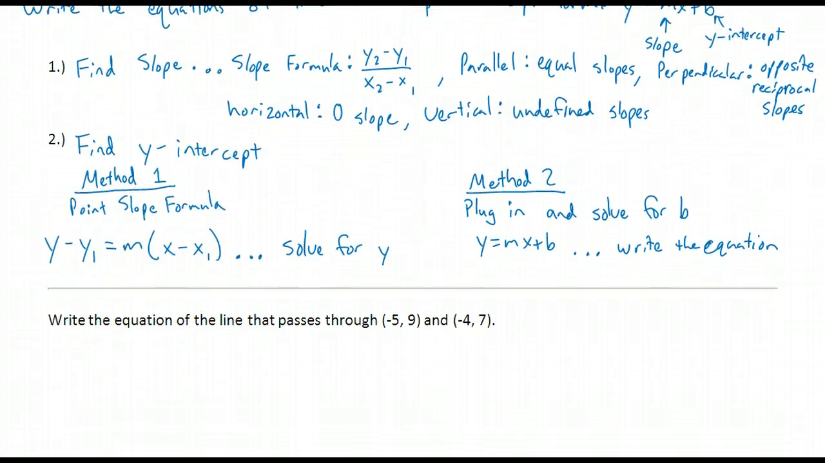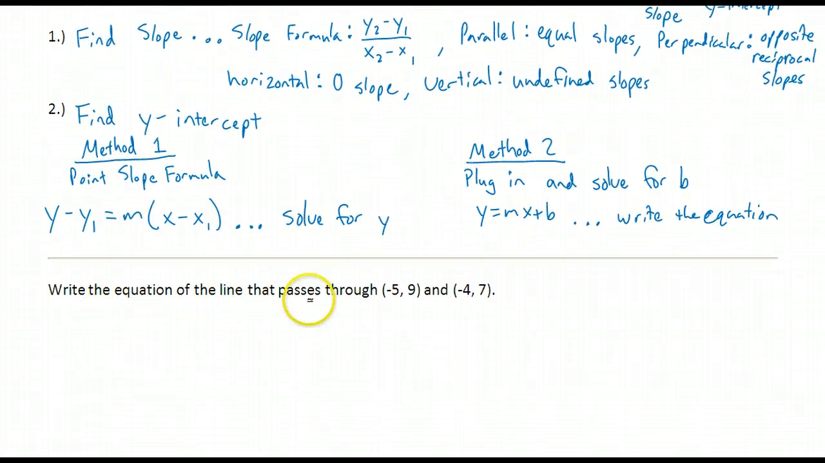Let's look at a problem where we need to write the equation of the line. Well, we know that our line passes through these 2 points. So step 1, find the slope. In this case, since we have 2 points that the line goes through, we're going to want to use the slope formula.